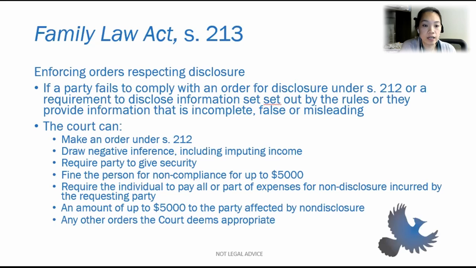Require a party to give security, meaning giving security to the court, like $1,000, $2,000, so that if they don't comply with the order, they forfeit that money. They can fine the person for non-compliance, and the fine can be up to a maximum of $5,000. Require the party to pay all or part of the expenses for non-disclosure. So if Sally incurred some expenses because of Frank's non-compliance of the order, then Frank could pay back the money that Sally spent. Another amount of $5,000, a maximum amount of $5,000 paid to the party affected by non-disclosure. So the court could order that Frank gives $5,000 to Sally, and any other orders that the court deems appropriate. So depending on which court you're in and which judge you're before, they can order other things for non-compliance.